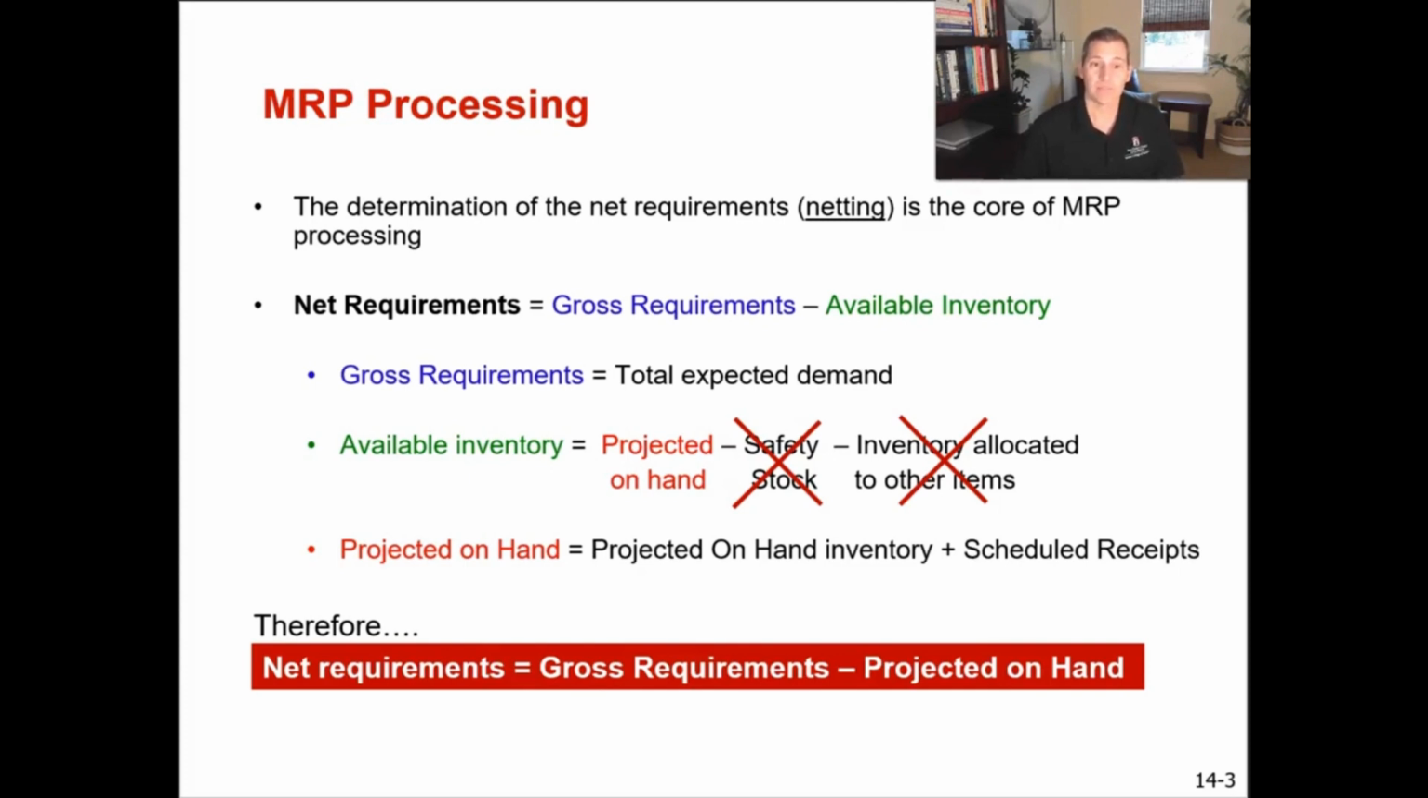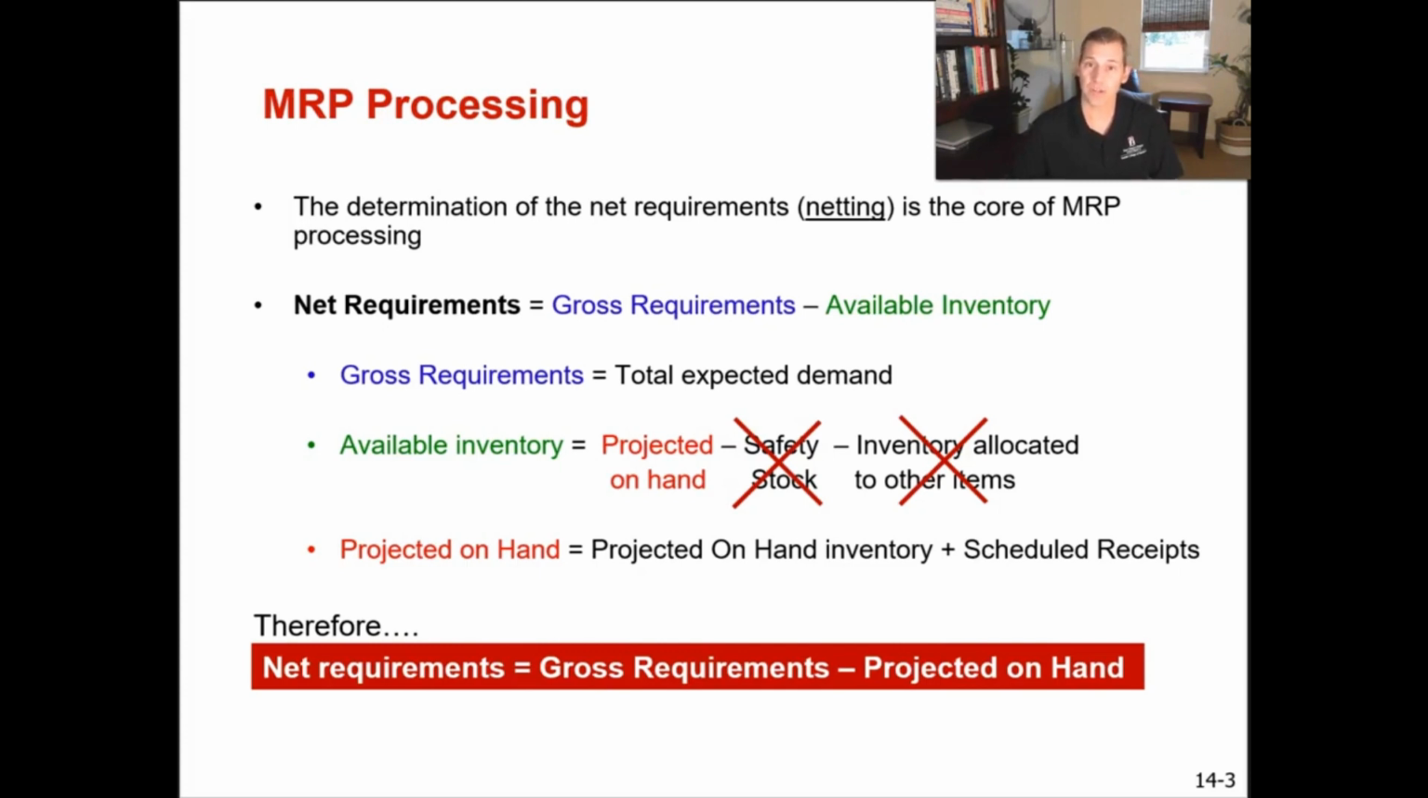Net requirements, simply put, is your gross requirements minus your available inventory. Gross requirements equals your total expected demand. So gross requirements is just however many total that you need. Available inventory generally equals projected on-hand inventory minus your safety stock minus your inventory allocated to other items. But we're not going to go over all of that in this course.